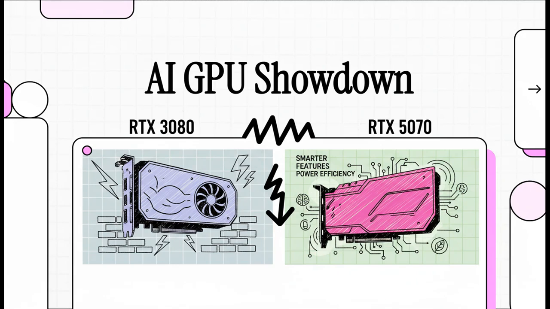Welcome to The Explainer. Today, we're breaking down a really crucial choice for anyone working with AI, picking the right GPU. And this decision goes way beyond just your budget. It literally defines the speed, the scale, and what's even possible for your projects.